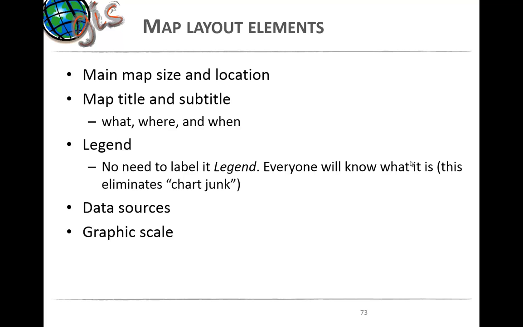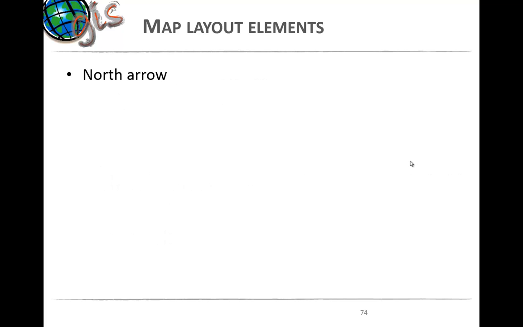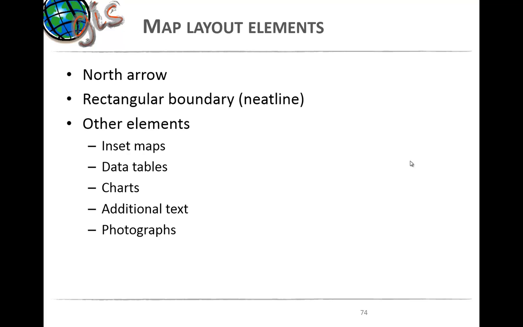So more map elements. One of the critical elements is pointing out the north, using a north arrow, which would orient people to the map, and then give a rectangular boundary to the map so that it's neatly outlined. And then you might want to consider using other elements like inset maps or data tables or charts, maybe additional text to explain the map, and maybe some pictures if you need some. So these are the map layout elements that you need to work with when you are actually doing a presentation.